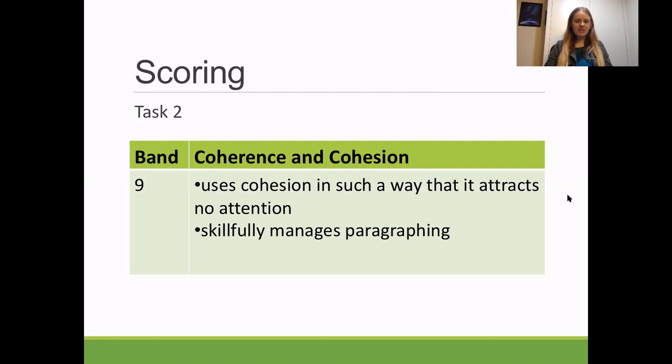And skillfully manages paragraphing. So your paragraphs are skillful. So you've perfectly divided things into different paragraphs. Everything flows, everything works together in a way that feels very natural.